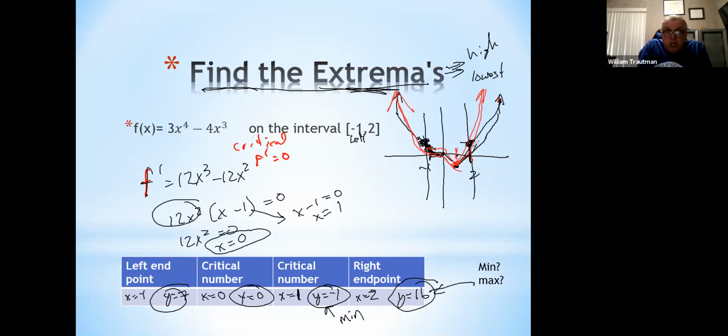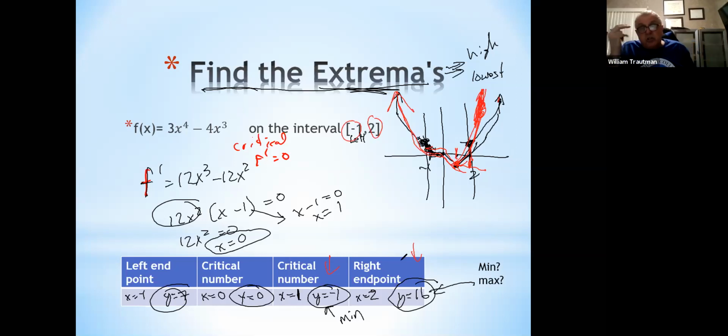So if you look, the highest point on the graph is at 2, where it was way up here at 16. If you go to 2 on your graph, it went way up really quick. And the lowest point on your graph was that spot right there. So that negative 1 was the lowest point. And Y equals 16 for 2, because it was the interval of 2, was the highest spot.